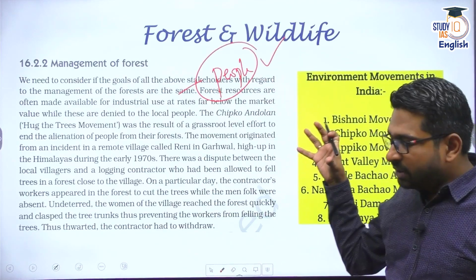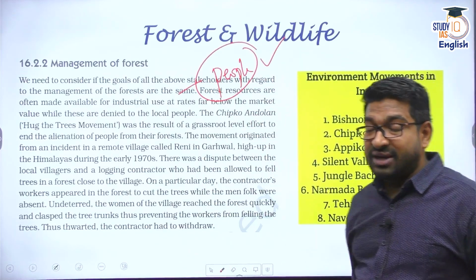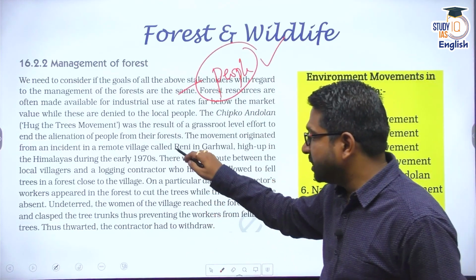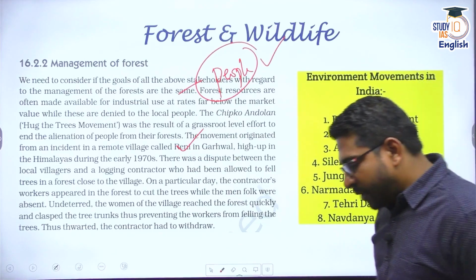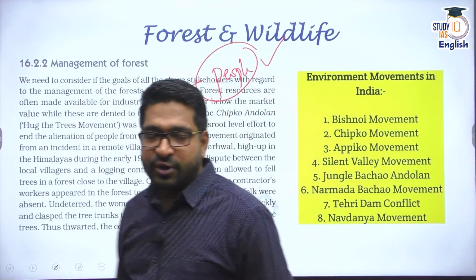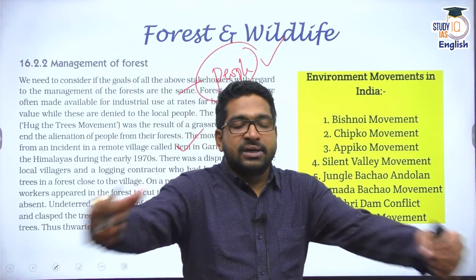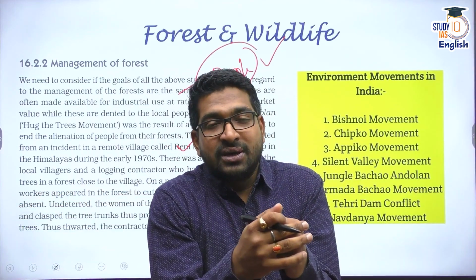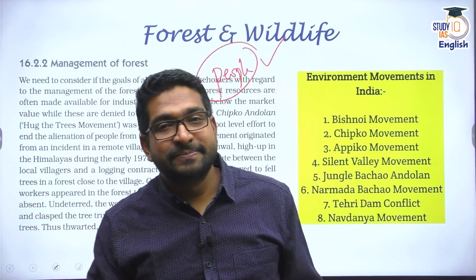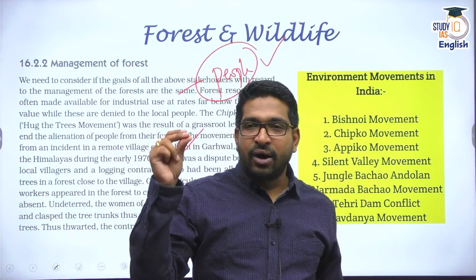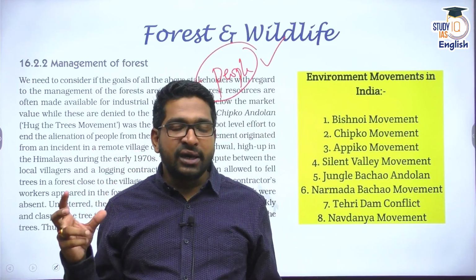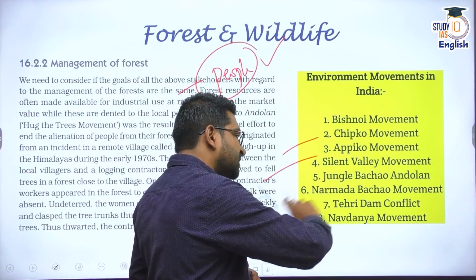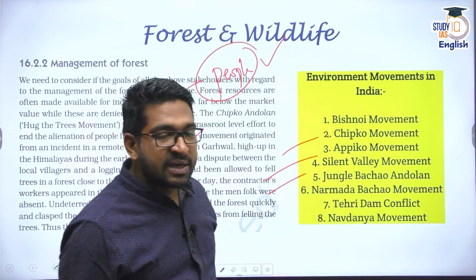All right. So people came together in many movements. One of the movements was the Chipko movement in the 1970s in Reni, in the Garhwal region in the Himalayas, where one of the contractors came to cut the forest. So people hugged every individual tree, and the contractor had to go back. This lit a fire in India of environmental movements. After that, we have seen so many movements: the Appiko movement, the Silent Valley movement, the Jungle Bachao Andolan, and some other environmental movements as well.